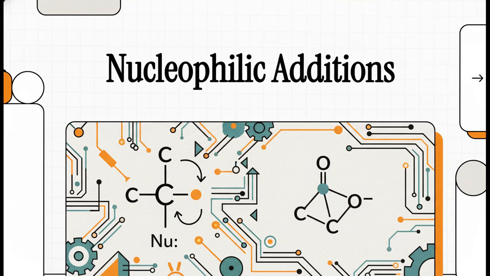Welcome to The Explainer. Today, we are diving into one of the absolute cornerstones of organic chemistry, the nucleophilic addition reaction. We're going to use this fantastic visual guide to break down how one single, really predictable mechanism lets chemists build all sorts of complex molecules and even figure out what's in an unknown sample.